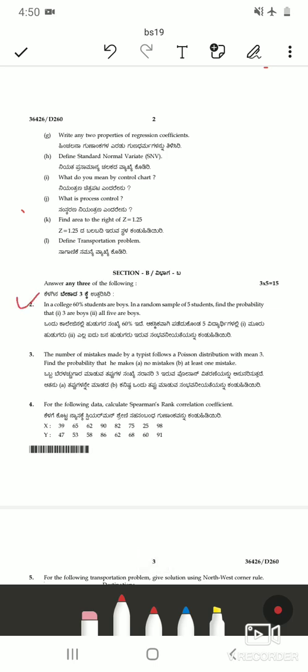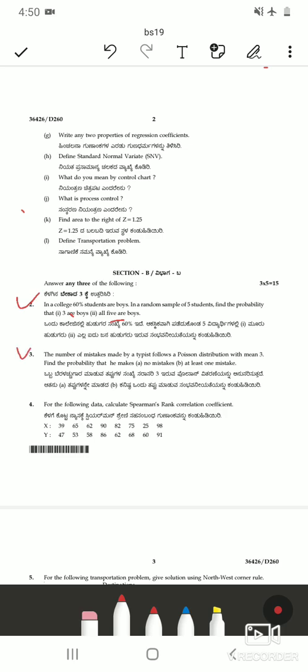So p is 60%, or 60 by 100, which is 0.6, n is 5, and in the first case take x as 3, and in the next case take x as 5, and substitute in the PMF and get the answers. So the first question is from binomial.